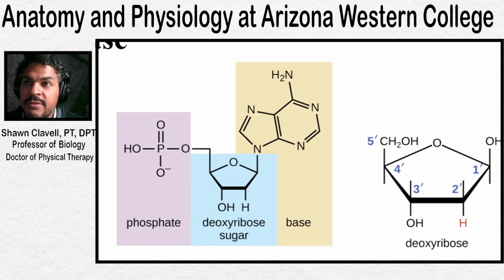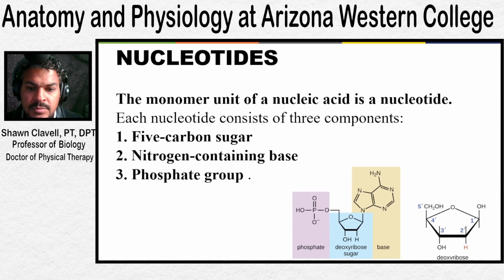There's also a phosphate group, so there's a polar phosphate group here that has a charge, and a nitrogenous containing base. So the building blocks of nucleic acids are the nucleotides, which are composed of a nitrogenous containing base, a pentose sugar, and a phosphate group.